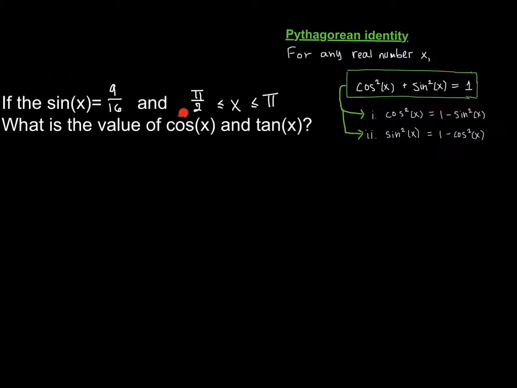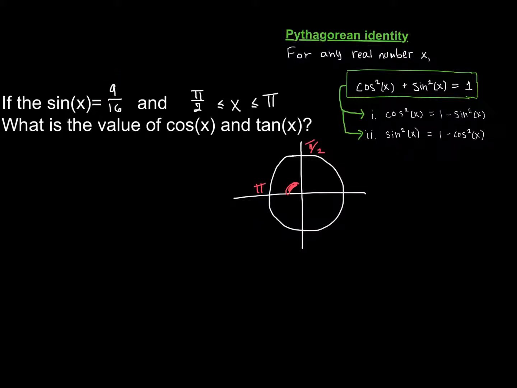So the key piece of information they give us is that the value of this angle x, or we can think of it as an angle, is greater than or equal to pi over 2 and less than or equal to pi. So if you're thinking about a unit circle, where in your unit circle are you going to be? Well, here is pi over 2, and here is pi, and so you're going to be somewhere in the second quadrant.